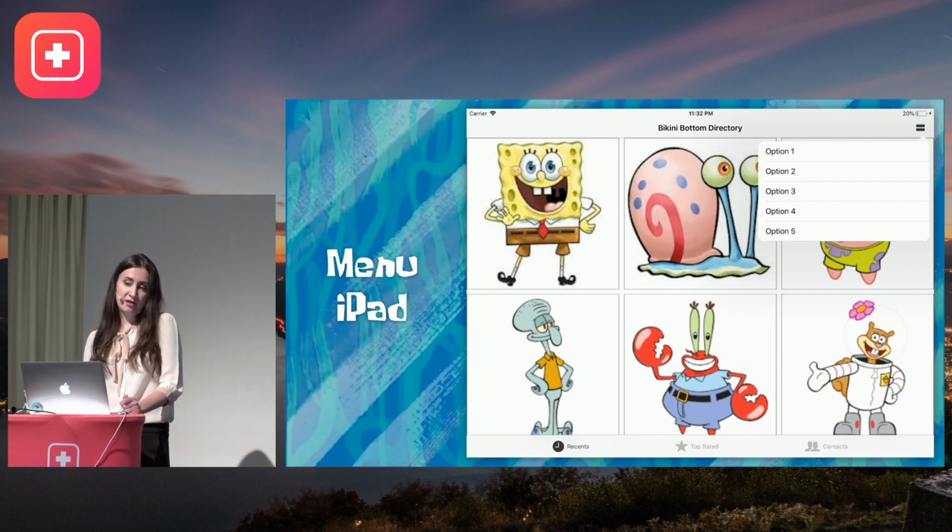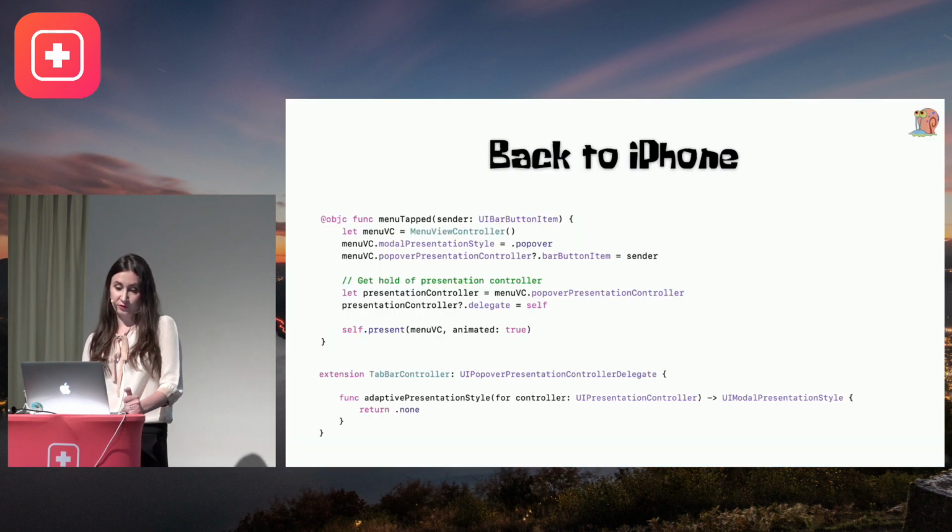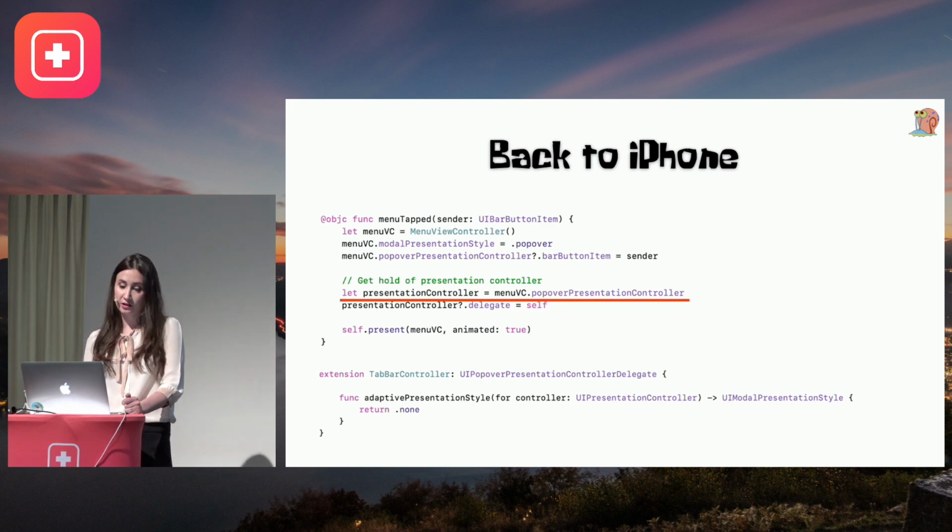And maybe actually on the iPhone this would look good too. So let's apply it to the iPhone as well. So here, we need to get the popover presentation controller of the menu view controller. We will become its delegate, we'll conform to its delegate, and here we'll return none for adaptive presentation style for controller.